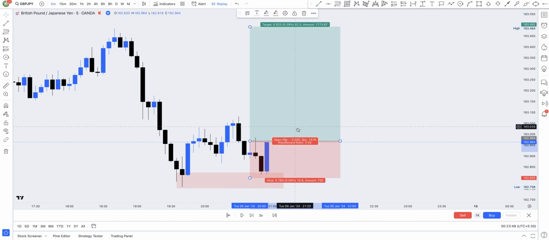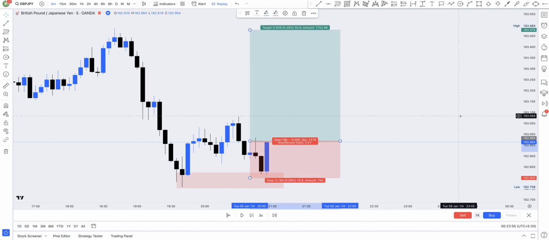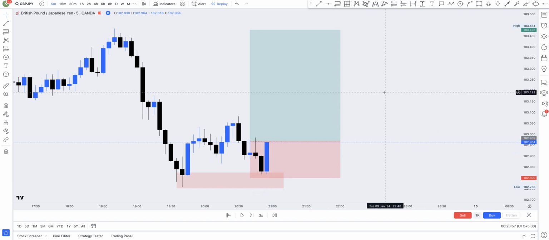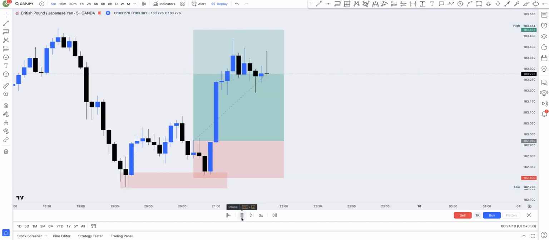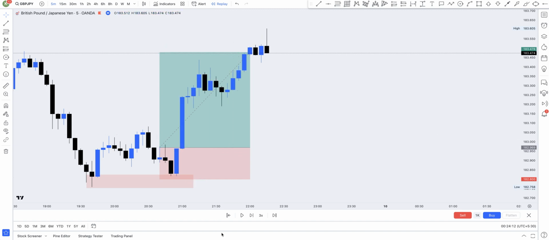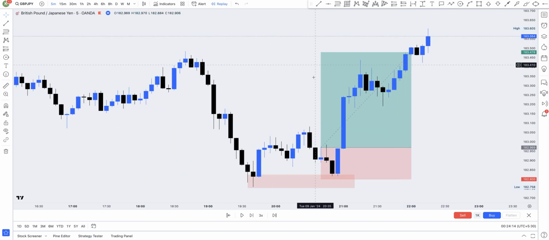Now you can see that this is 1:3 risk to reward, a very good risk to reward. To be on the safer side, always make sure that your risk to reward is always 1:2 and above. Now look at the reaction right after that. You can see this is so nice. You can see our TP has been triggered nicely.